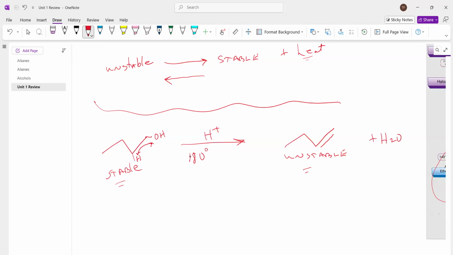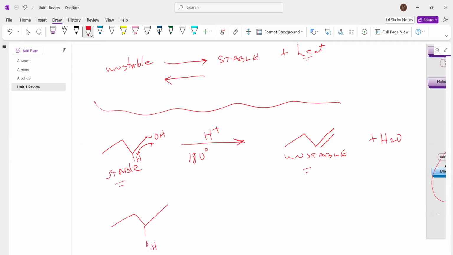Now, sometimes you get a mix because if the OH is in the middle of the molecule, you've got an H on either side that can form water. So that's why you end up with a mix. Okay, so in this case, there's only one carbon adjacent to the COH that has an H. That's why we only have one product.